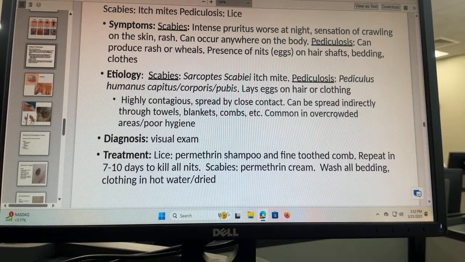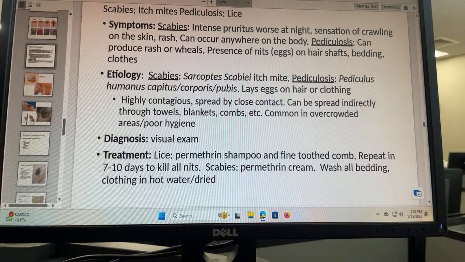For treatment, it's the same medication in different forms. With lice, it's going to be permethrin shampoo in the hair. You're going to want to put the shampoo all over your hair and comb all of the eggs out. Some people just opt to shave their hair off because it's easier than doing all of that, because then you have to repeat it again in 7 to 10 days to make sure you got all the eggs. If there are some left over, those will hatch, and then you'll have to start the process all over again. So doing it 7 days later will make sure you've killed all of them.